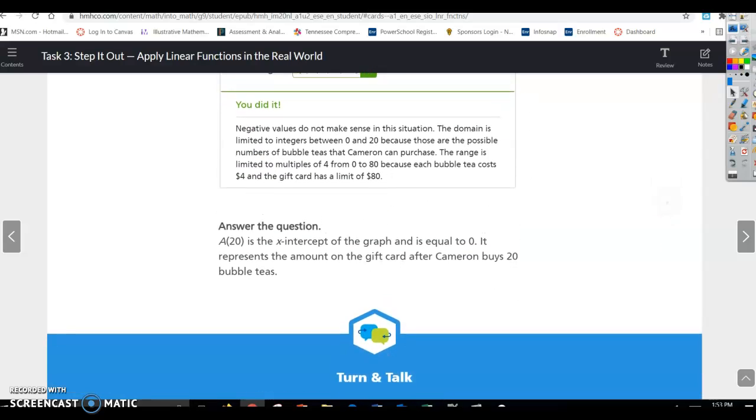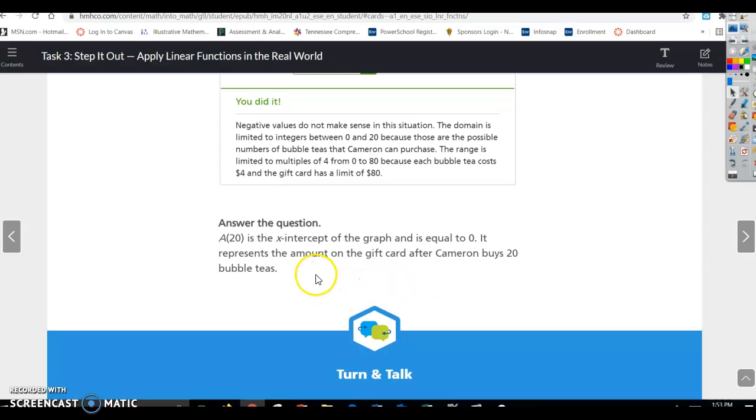All right, so A of 20 is the x-intercept on the graph and is equal to 0. It represents the amount on the gift card after Cameron buys 20 bubble teas.